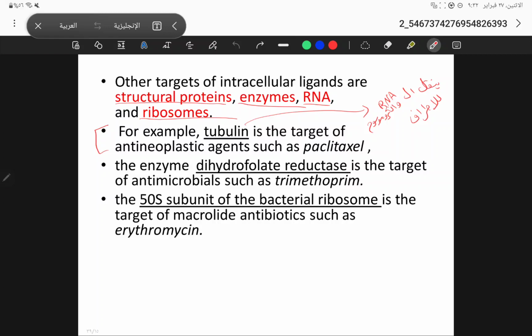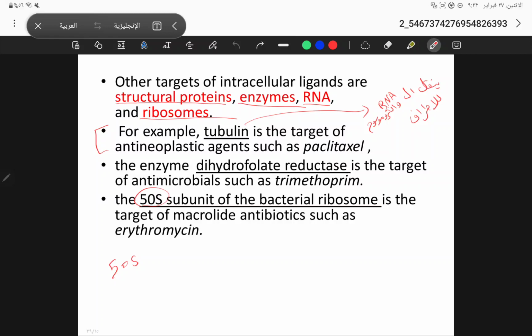Bacteria has 50S subunits. طبعا البكتيريا بيها subunit للرايبوسوم. 50S بعدين نجي على تفاصيلها. 50S subunit of the bacteria ribosome is a target of macrolide. Azithromycin, erythromycin. They are target for 50S. وين موجود ال 50S رايبوسوم؟ ايضا بداخل الخلية.